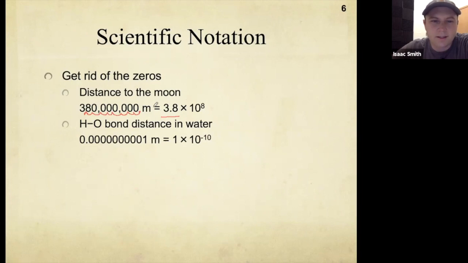Because 3.8 is the same as 3.8000000. And since we moved the decimal place over 8 positions, that puts the 8 right here. So 3.8 times 10 to the power of 8 meters looks a lot easier to digest than this big number.